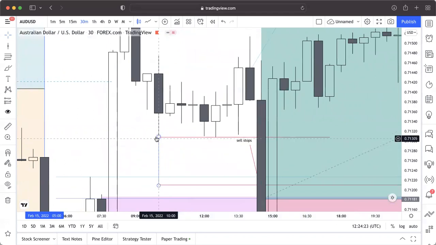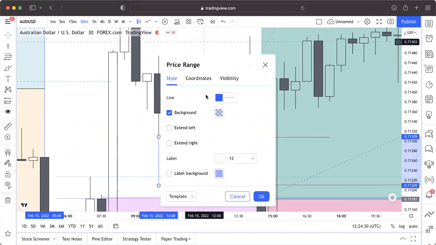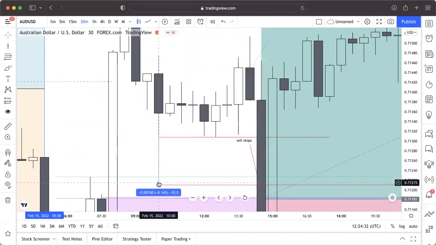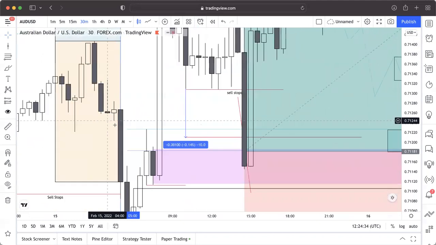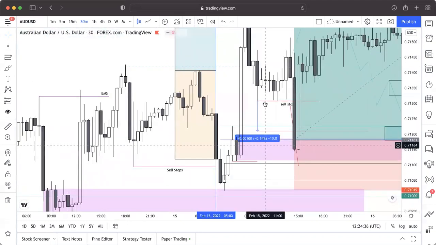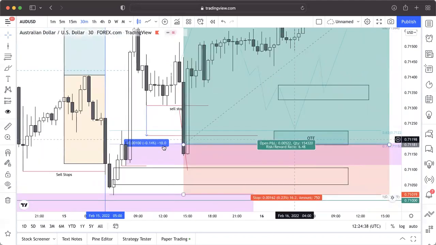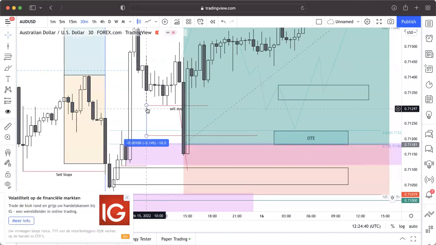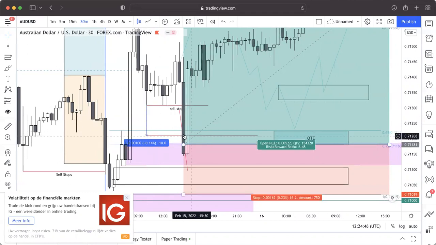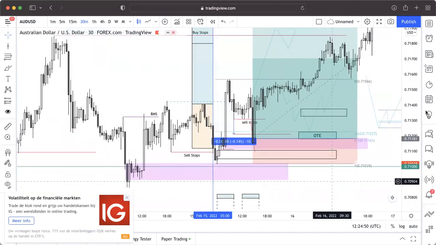And that's where I measured a 10 pip sweep, which aligned. So if I change this like that, you will see it's a 10 pip sweep, which aligned obviously with the optimal trade entry zone. So if we have something like this as a confluence, in this case the 10 pip sweep aligning with the optimal trade entry, that's a huge confirmation too. So this was the overall setup.